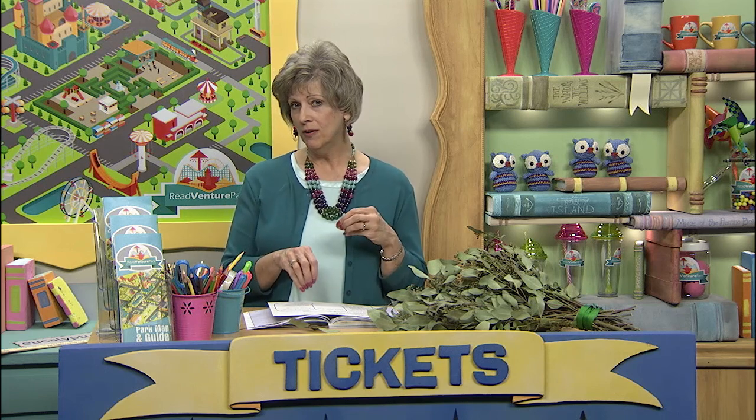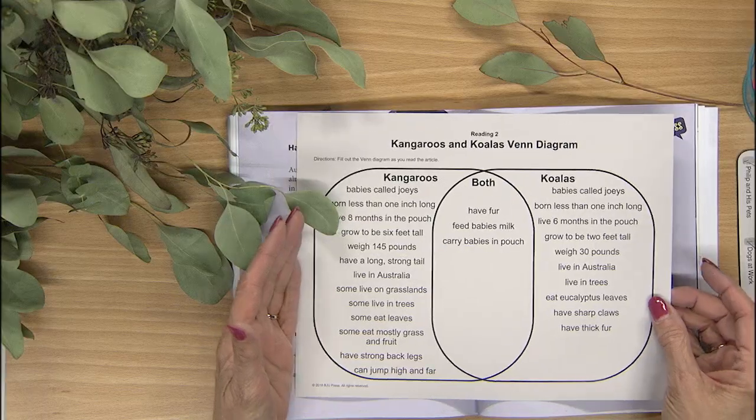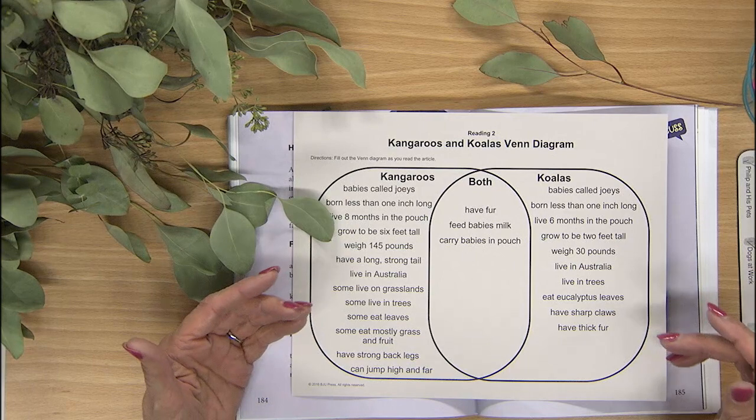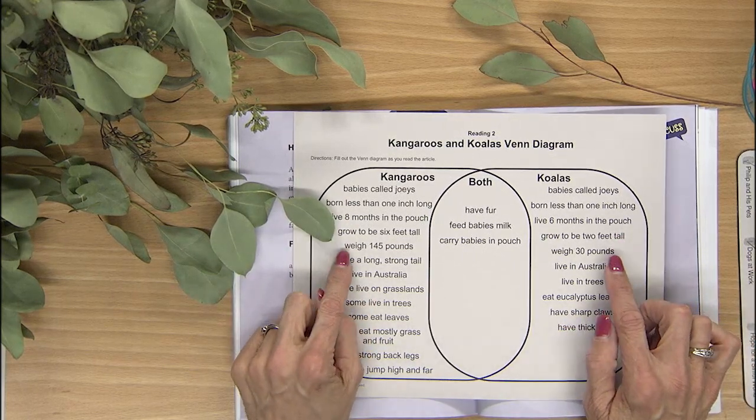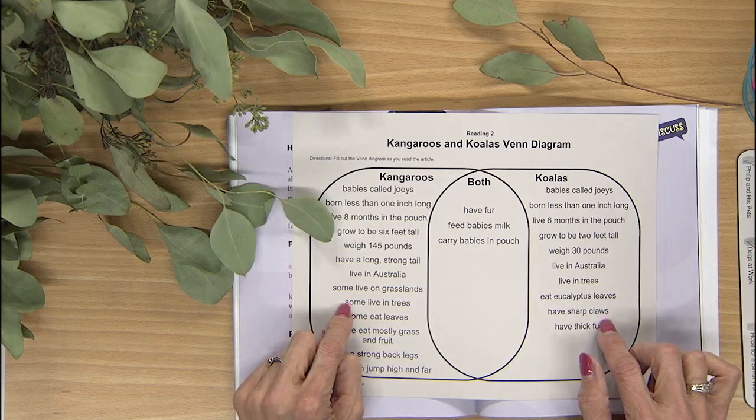So now that we've gathered all the information on kangaroos and koalas that we can, let's look at our information and compare our two lists. Now, I might have more than you, and you might not have all of these. That's okay. And you might even have them in a different order. That's fine. So make sure you look at both sides to see if you have any matches. Okay? Try to do that.